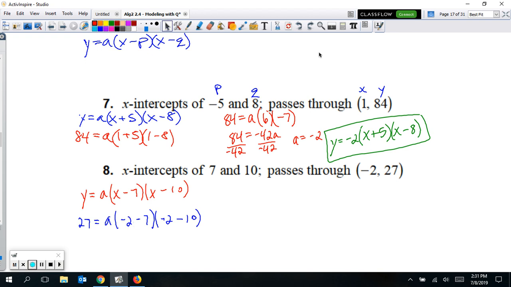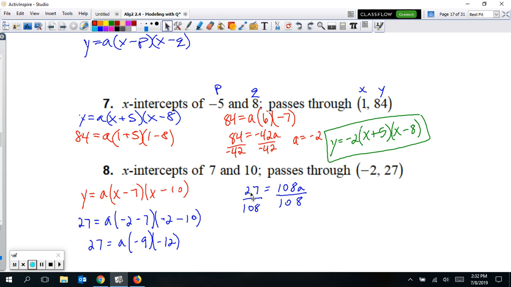So this is negative 9. So we're going to start off with 27 equals a times negative 9 times negative 12. That's the negative 2 minus 10. And now all of this is going to be positive. 9 times 12 is 108. So we're going to see 27 is equal to 108a, and divide by 108.